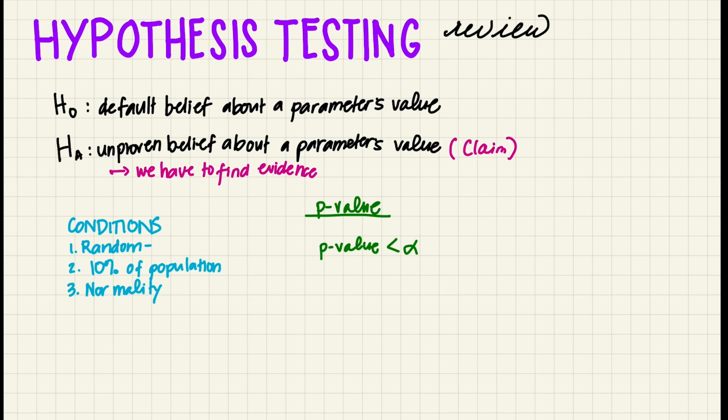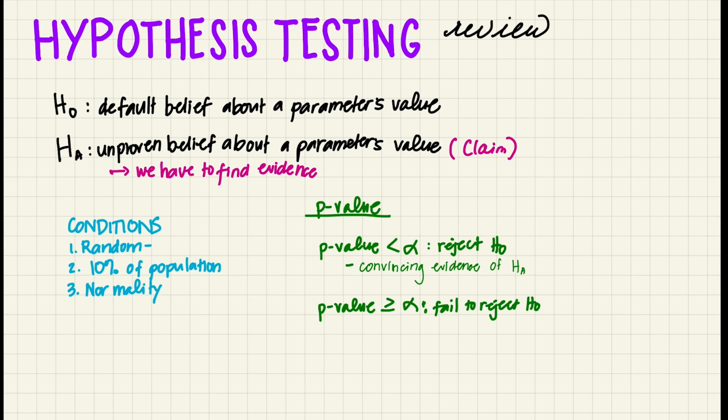And if your p-value is less than your alpha, then we are going to reject the null hypothesis. So this means that there is convincing evidence that your alternative hypothesis is true. All right. Now, if your p-value is greater than or equal to your alpha level, that means we're going to fail to reject the null hypothesis. So this means that we don't have enough evidence of your alternative hypothesis.